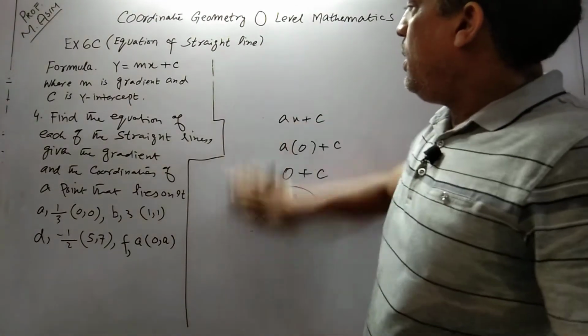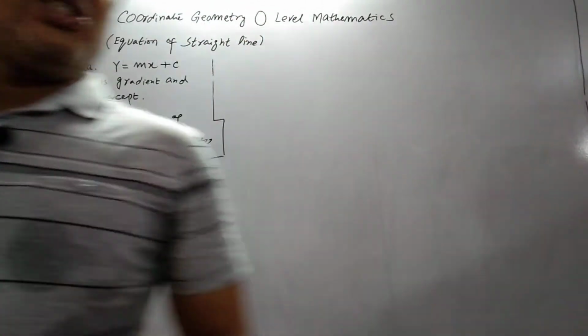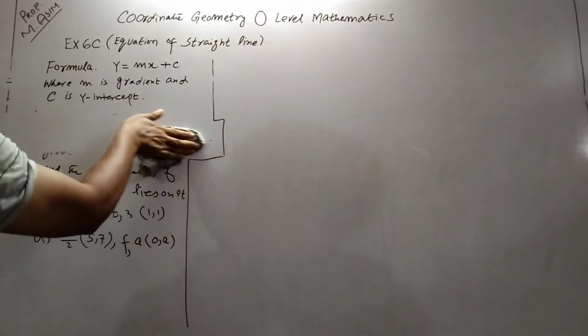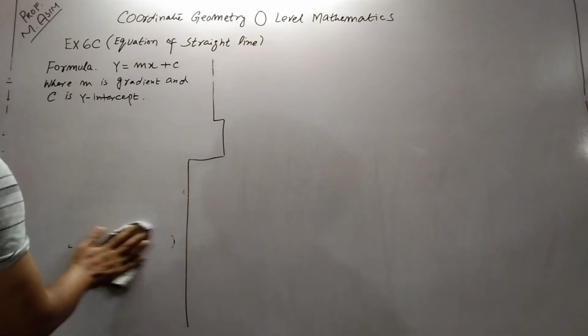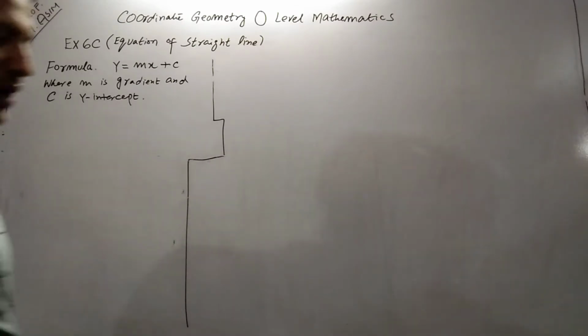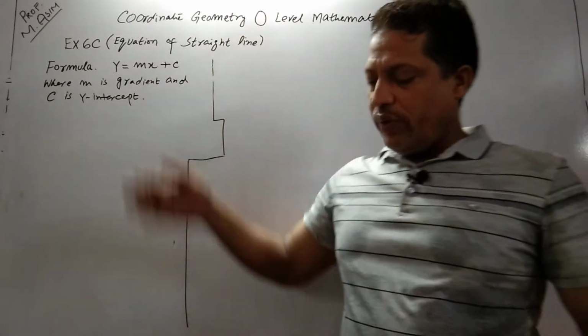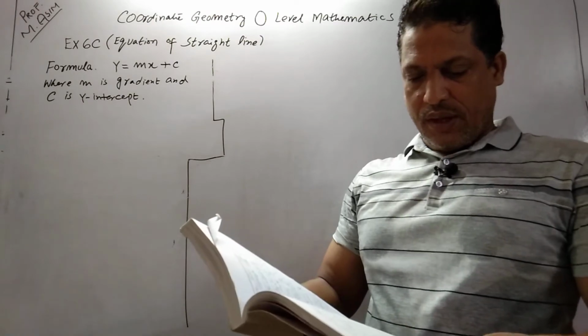So students, again I would repeat that for finding the equation of a straight line, you need only two things. One is y-intercept and the other is gradient. That's it. And put the value of gradient and y-intercept in the general formula. You will achieve your target. Okay.